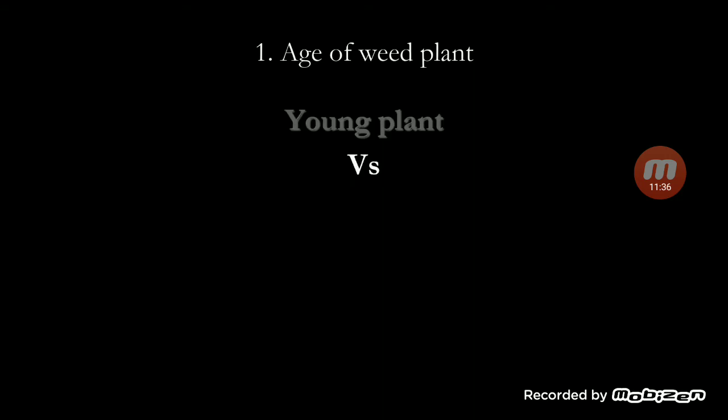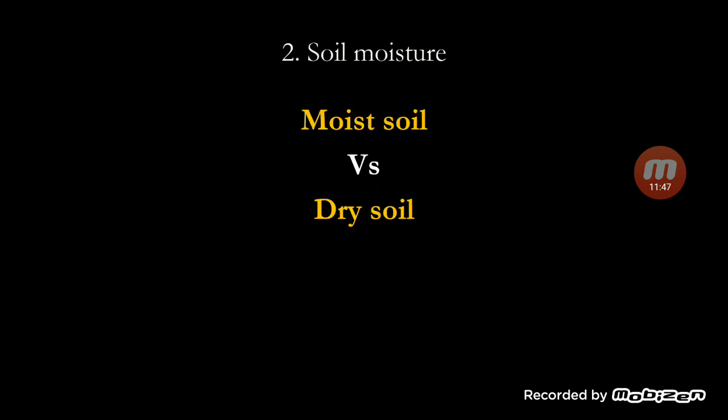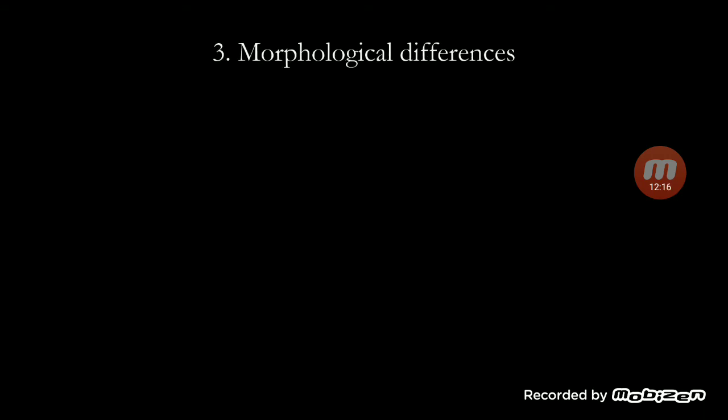Why? Because young plants are succulent and they have faster metabolic activities, they have faster absorption and translocation, and that is why young plants are more likely to be killed. Then moist soil versus dry soil. I told you earlier, especially the soil applied herbicides need some moisture so that the herbicide goes deep into the soil, at least 5 centimeter depth, and forms a thick layer. As well, if moisture is available, the plant metabolic activities are happening at a faster rate. So, in moist soil, better weed control can be achieved as compared to dry soil.